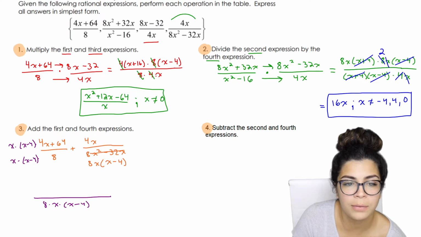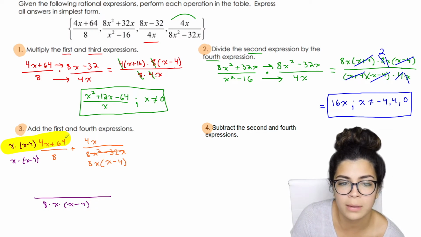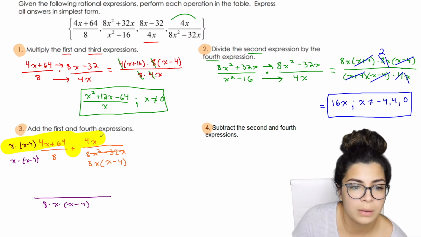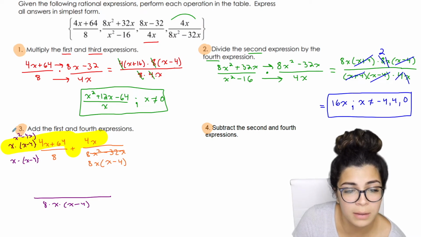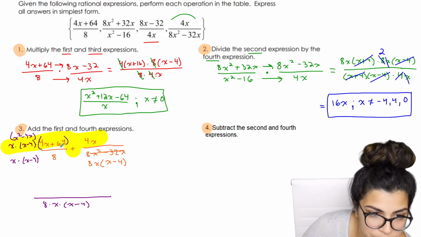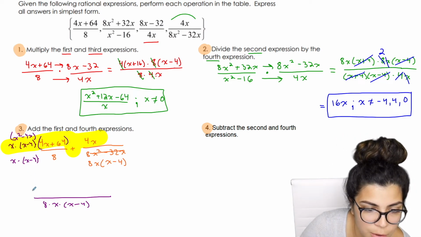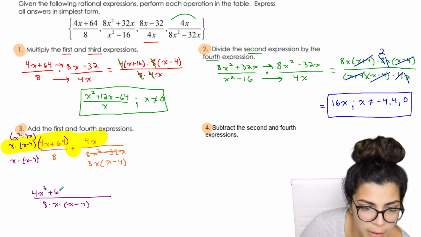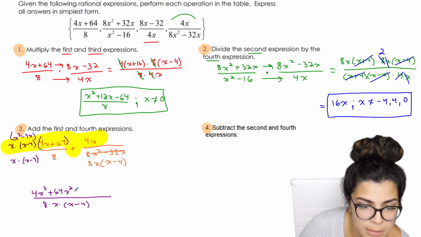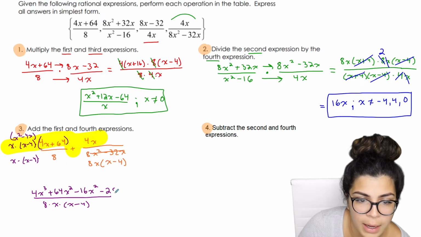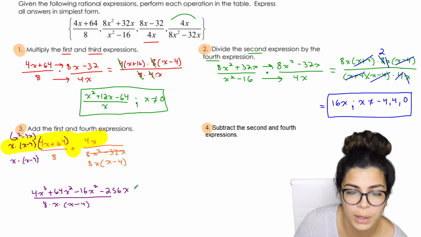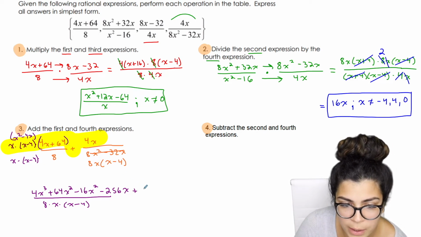We're going to take all of this, multiply it together, and then add that with 4x. So let's multiply in first the x, so we have x squared minus 4x, and I'm going to take that binomial and multiply it with this binomial, which would give us 4x cubed plus 64x squared minus 16x squared minus 256x, and then we're adding that with 4x. Let me extend this fraction bar.